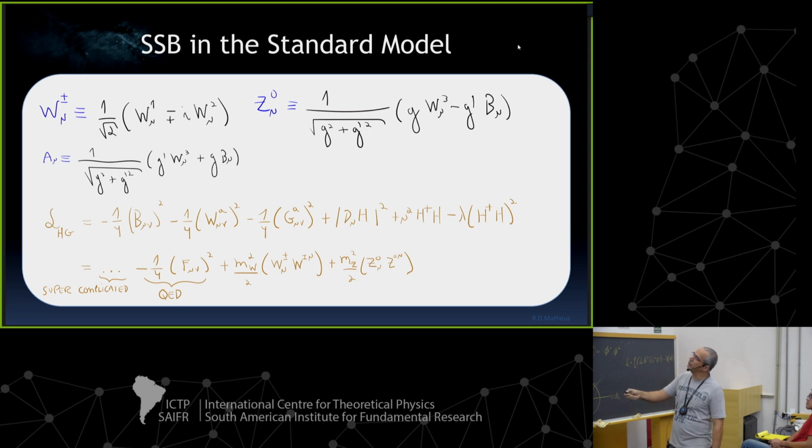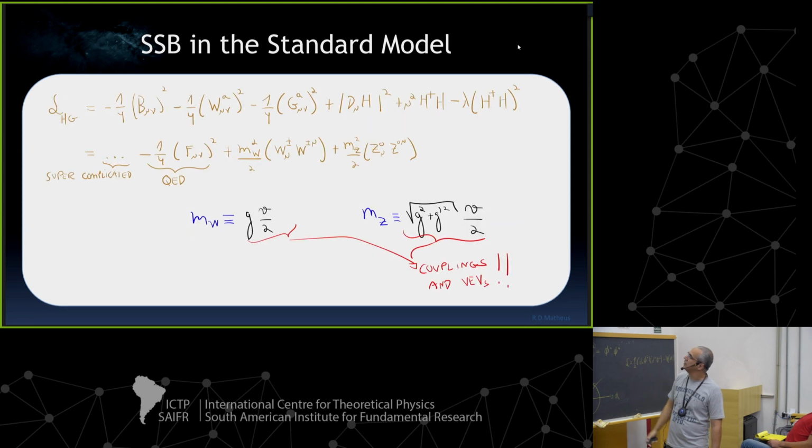And then you can do a change of variables to write the W's, the Z, and the photon. You see, there are combinations of these gauge bosons that you had, right? B is the gauge boson for the U1. W1, W2, and W3 are the gauge bosons for SU2. The photon is a combination of those 2 groups, you see? And if you substitute that back into the Lagrangian, you get these terms, right? And this is the mass for the W, the mass for the Z.